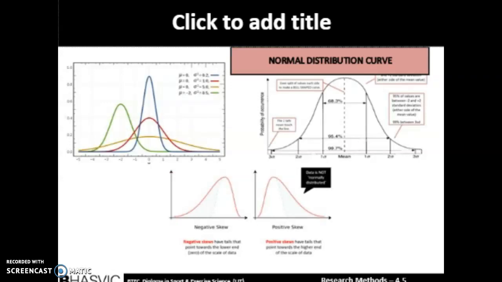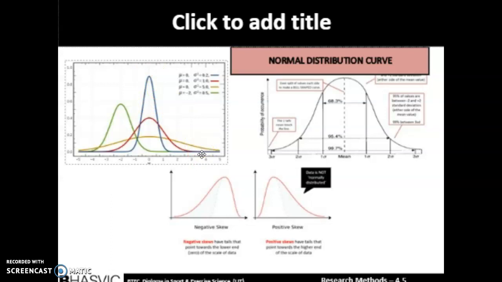Above is the normal distribution curve. If data is normally distributed, when the data is plotted on a graph, it should make a shape that looks like a curve, like this. It goes up and goes back down and curves. The normal distribution curve tells us many things. The mean value of the data set is the highest point on the curve. So here would be the mean, here would be the mean, and here would be the mean.